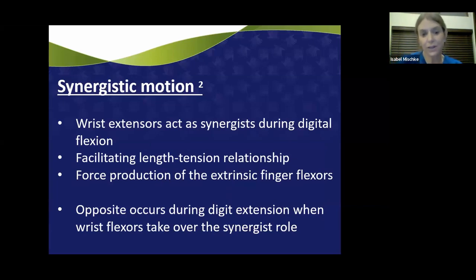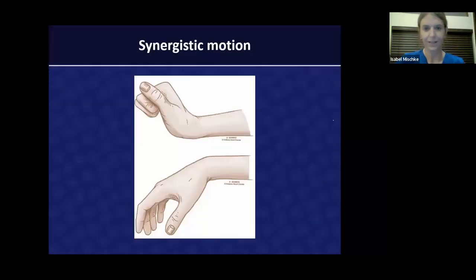Synergistic motion is often confused with a tenodesis effect. Now, it's exactly the same movement that you do when you would do tenodesis, but it's an active activation of the synergist. So the wrist extensors actively extend the wrist as the extrinsic flexors flex. So you facilitate a length tension relationship between the two synergists, and the force production of the extrinsic flexors increases as you extend your wrist. And then the opposite occurs when you extend your digits and you flex your wrist. Good, so that's the picture.